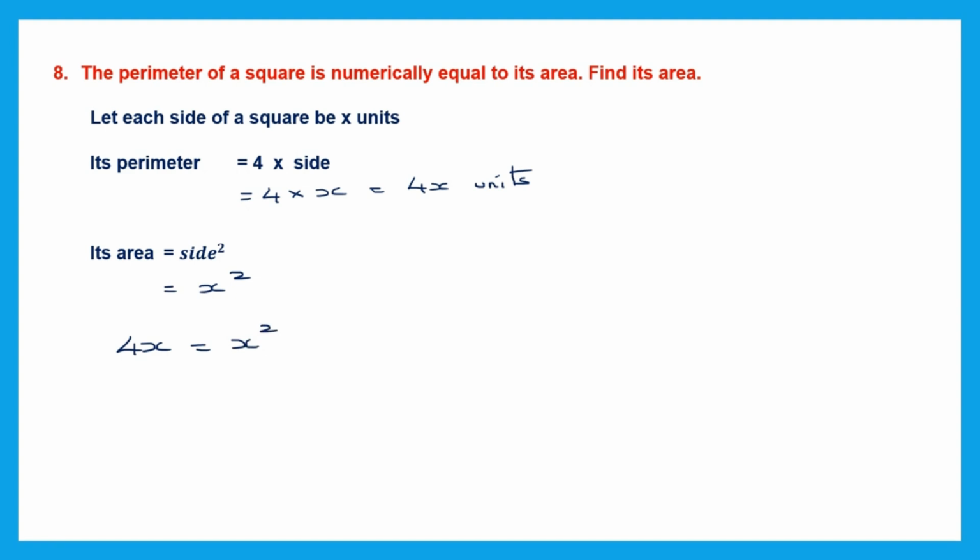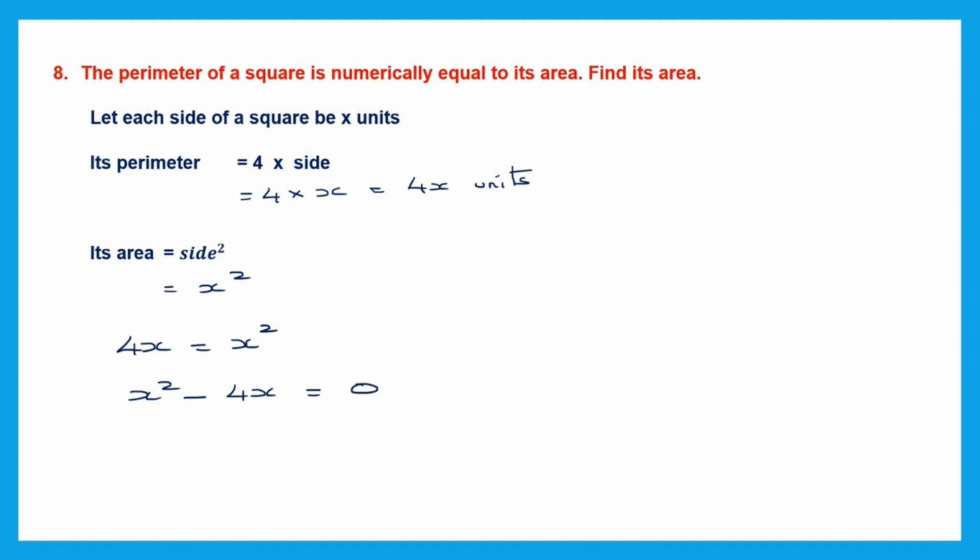Now, since we have an x square and an x, we have to put it all together in the form of an equation and find the factors. So we can bring x square this side, or we can even transpose 4x to the other side. So what does this become? This becomes x square minus 4x, and that is equal to 0.